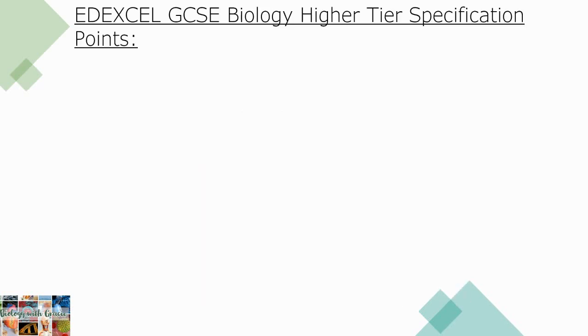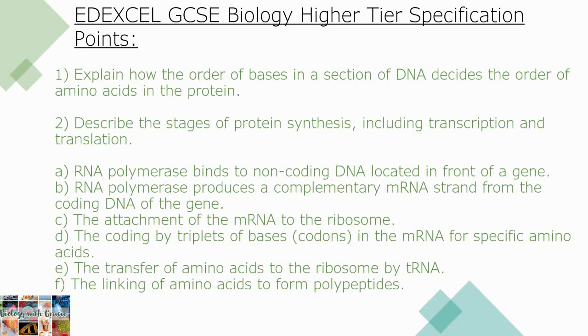The next set of specification points are what you need to know if you're on the EDEXCEL GCSE Biology higher tier. These points are, number 1, to explain how the order of bases in a section of DNA decides the order of amino acids in the protein. Number 2, describe the stages of protein synthesis, including transcription and translation.